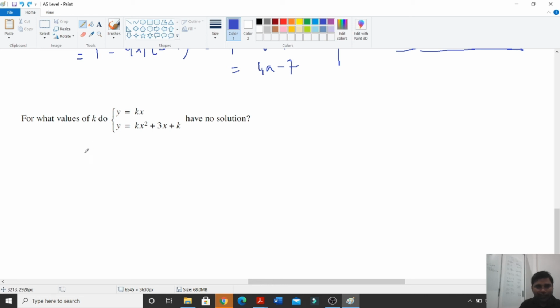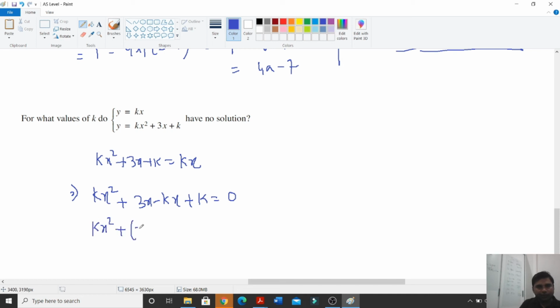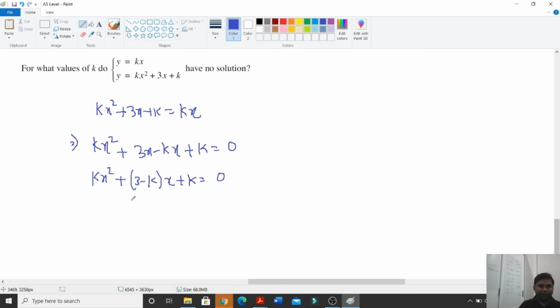So y is equal to kx. Equate both the y's: kx squared plus 3x plus k is equal to kx, which will give you kx squared plus 3x minus kx plus k equals 0. So kx squared plus (3 minus k)x plus k equals 0. Now from here we'll find the discriminant.